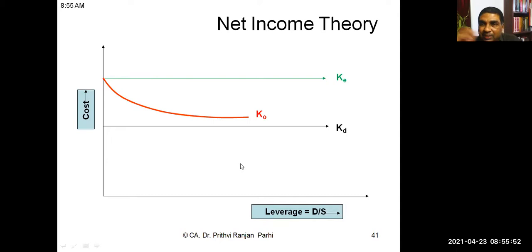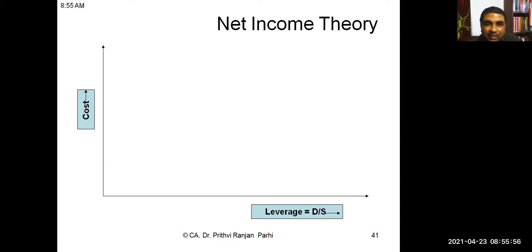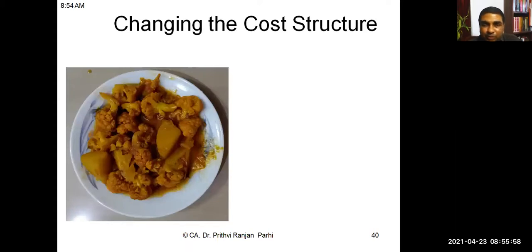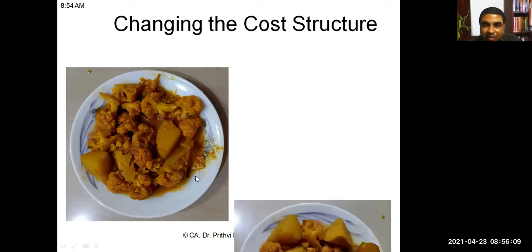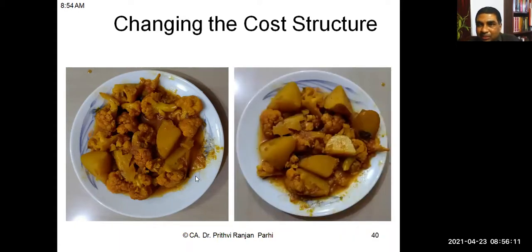Example I had given you earlier. Suppose in winter season you can get cauliflower and potato curry. You can find the ratio of cauliflower is more because that is cheaper. But maybe in summer season in the same hotel you may find the ratio of potato is more because cauliflower is costlier. What happens when the costlier item is substituted with a cheaper item? The overall cost comes down.